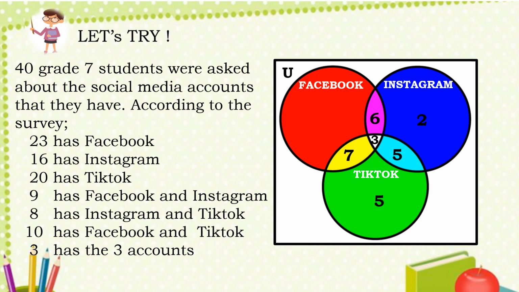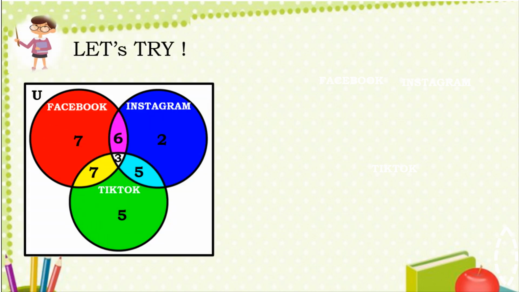Next, 23 has Facebook. So, sa Facebook part, ito yon. So, as you can see, we have here 7, 3, and 6. If we add them, that is 16. So, ilan na kailangan to make it 23? We need 7. So, write 7 here. So, that's it. Now, we can answer the following question based on the constructed Venn diagram.